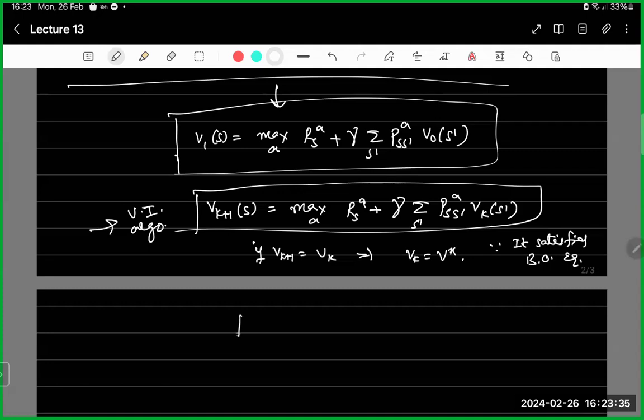Yeah, so what is that f we have to take? F is a mapping from Rn to Rn, and what is f of V? Max over A, R(S,A) plus gamma times sum over S dash. I have to write this maybe in a vector form, but it's okay.